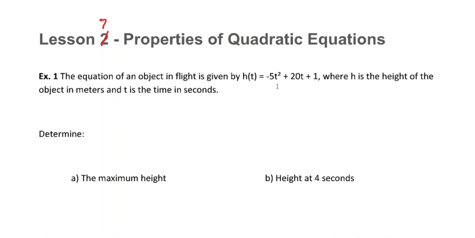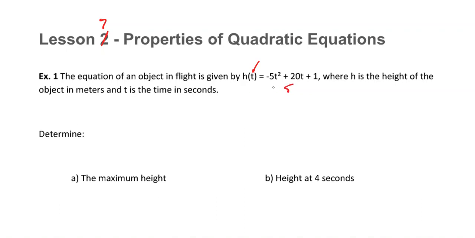So, for example, this one says the equation of an object in flight is given by h of t is equal to negative 5t squared plus 20t plus 1. Now, h of t really is just y, written in function notation, so that if I put a number in there, I could call that h of 2. That would mean I would replace all of my t's with 2. So that's why it's written that way.